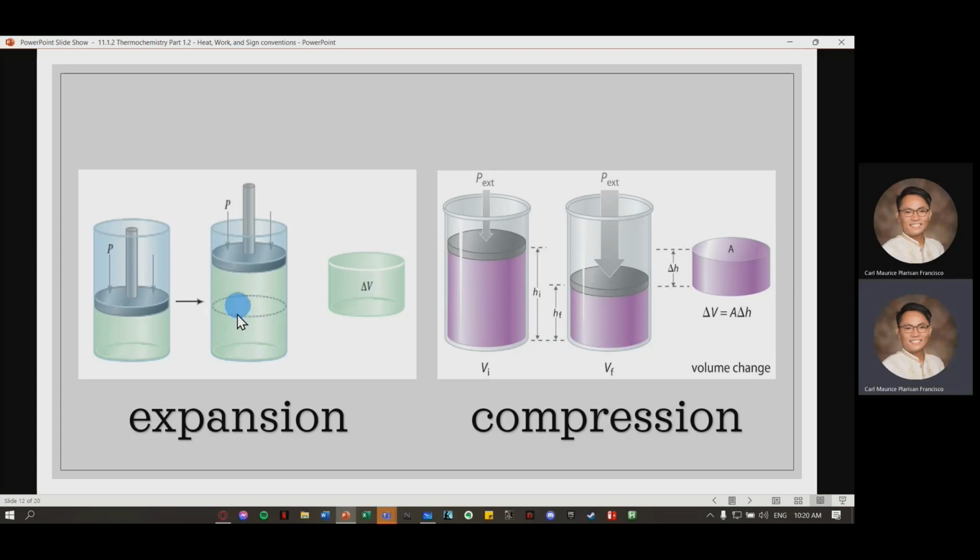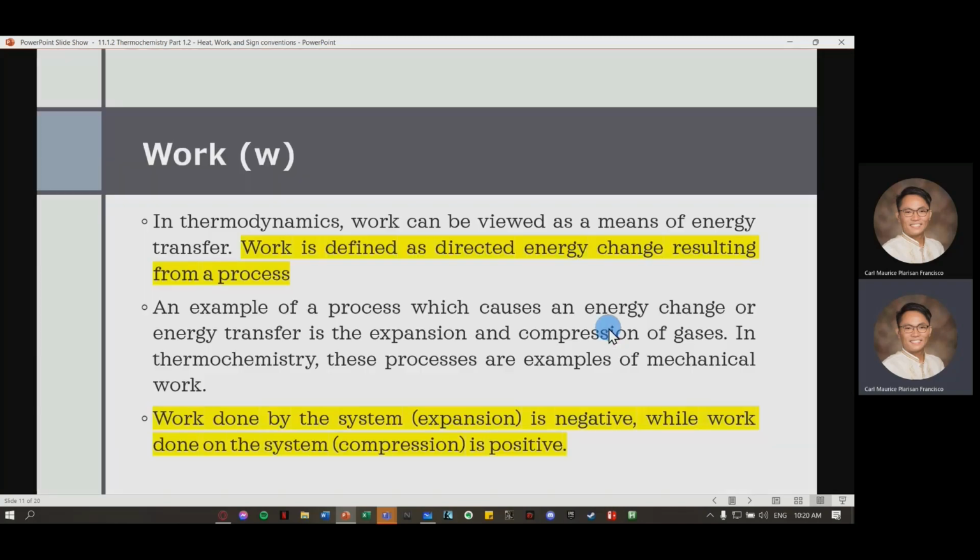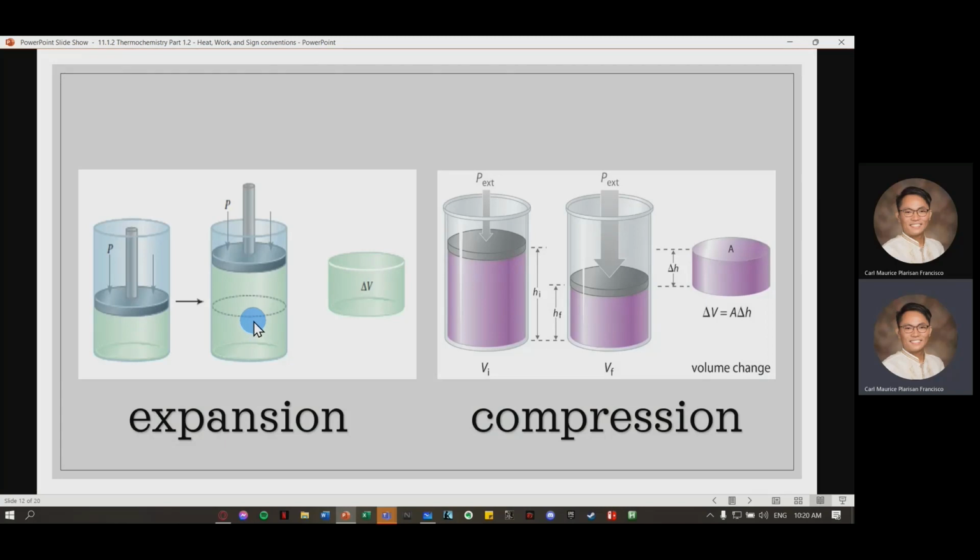Ayan po, yung system po dito na sinasabi, yung focus is itong gases, itong may color, itong green and then yung purple. So when compression or work is done on the system, kino-compress itong gases, compression, positive. Habang ito naman, itong gas, yung gas ay nag-expand, yung kulay green. So yung sistema, yung gas ang gumagawa ng trabaho. Expansion, work done by the system. Negative sign.